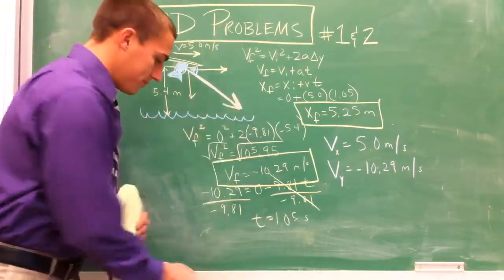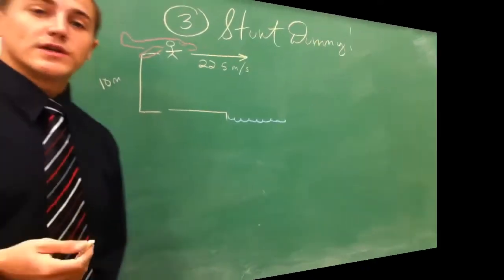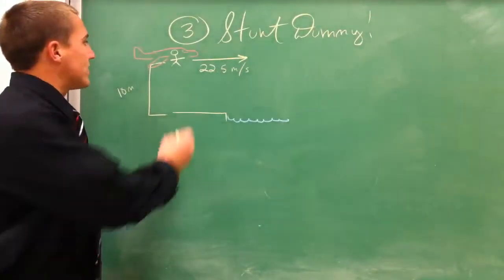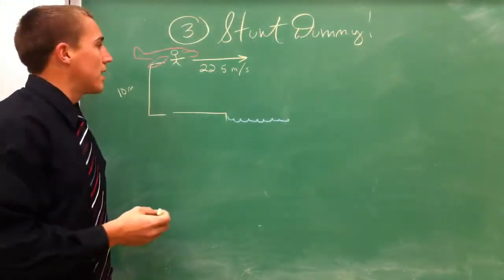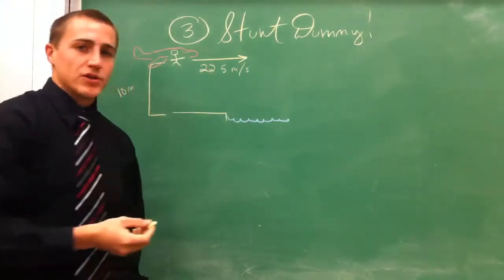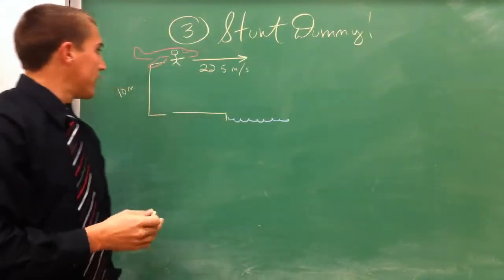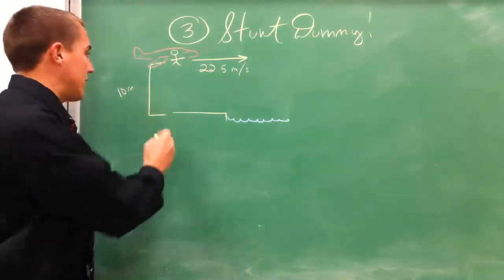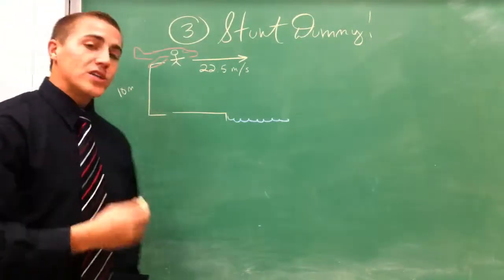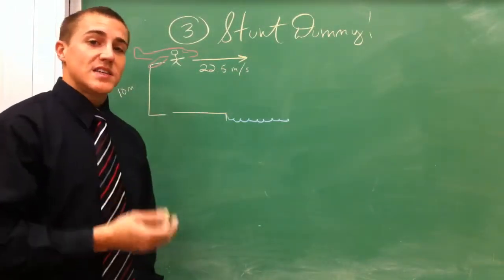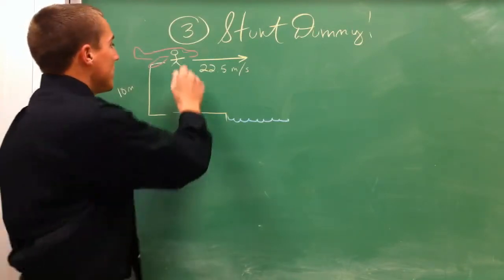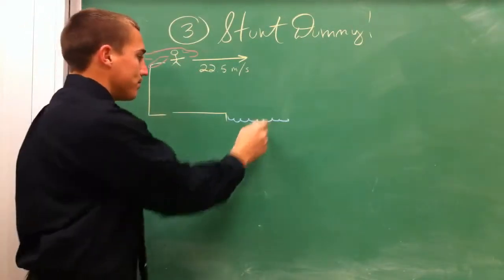Okay, number 3 is the stunt dummy problem. We have a stunt dummy who's going to jump out of an airplane that's moving 22.5 meters per second in the horizontal direction. The stunt dummy and the plane are 10 meters off the ground. The question's looking for what is the instantaneous velocity the moment the stunt dummy strikes the water.